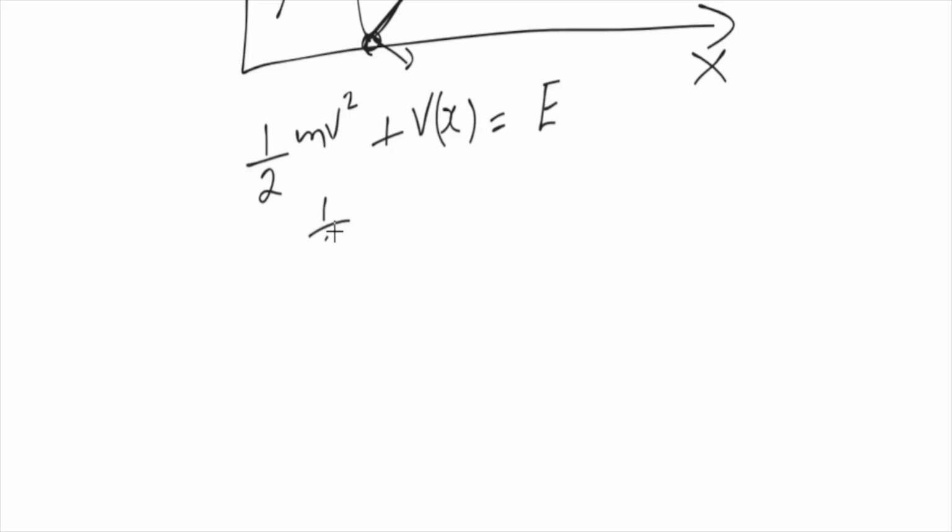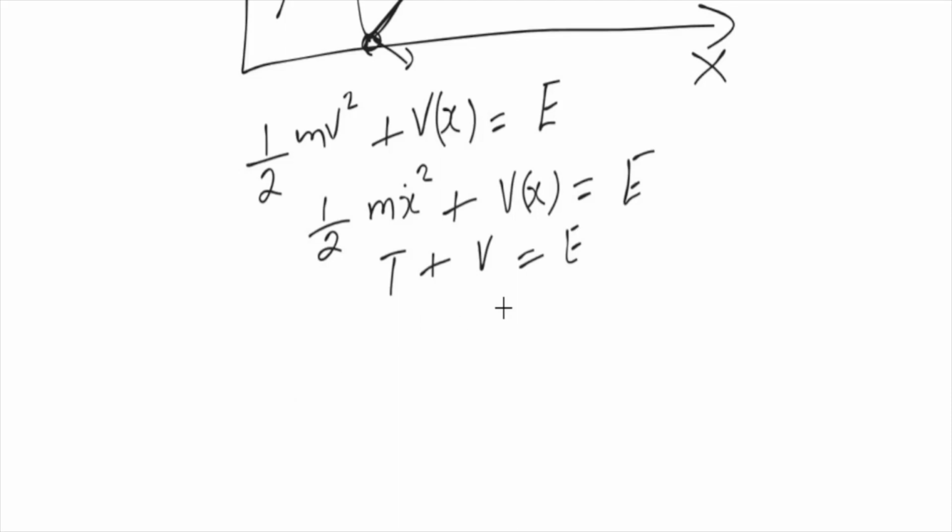which is half mv square plus V of x is equal to E. Or we can also write it as half m x dot square plus V of x is equal to E. Or you can also write it as T plus V is equal to E. Now let's prove that T plus V is conserved. Conserved means it doesn't change with time. Let's again look at this picture.